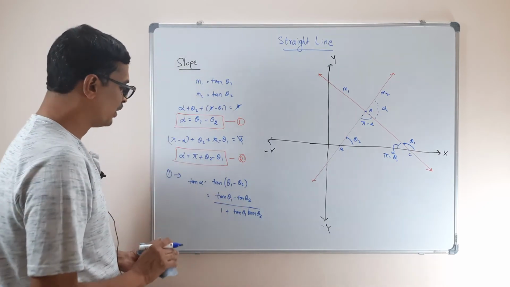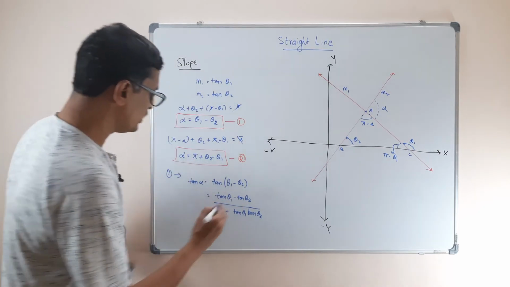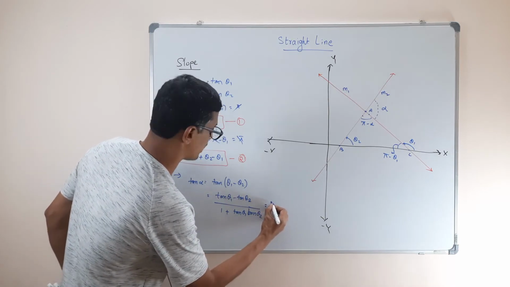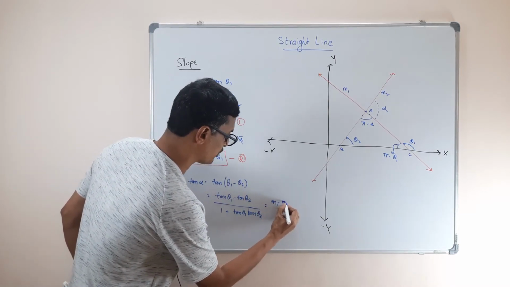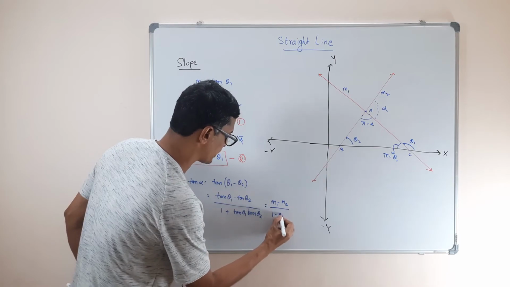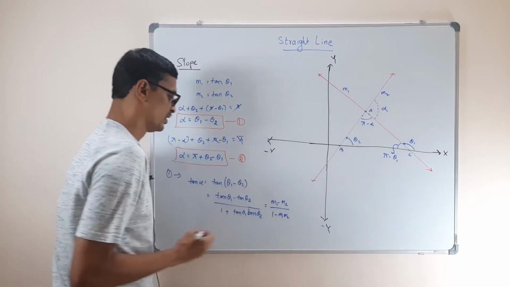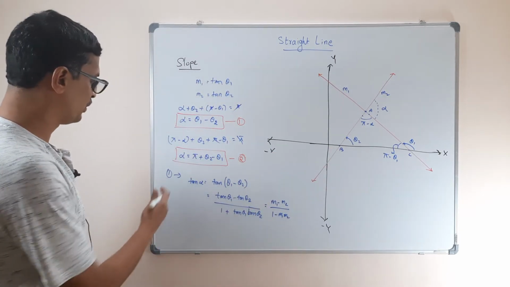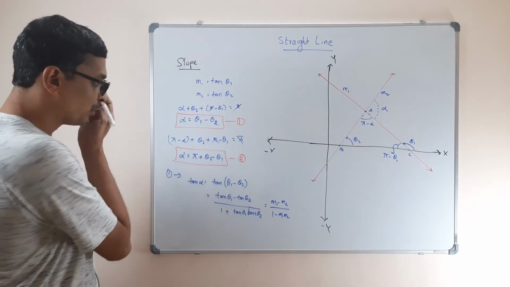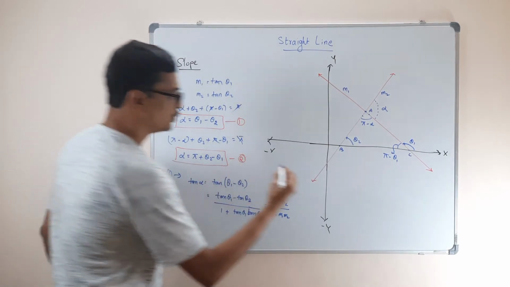So we know tan theta 1 is m1, and tan theta 2 is m2. So what is the formula? We are getting tan alpha equals m1 minus m2 divided by 1 plus m1 m2. Okay, so this is the case when we do it from 1. So let us take the case of 2.